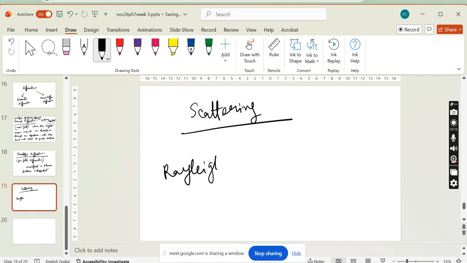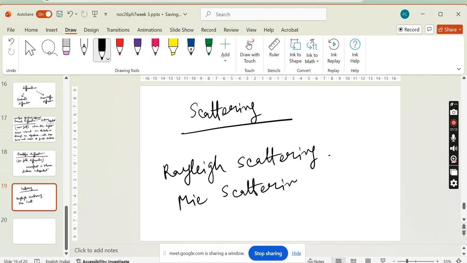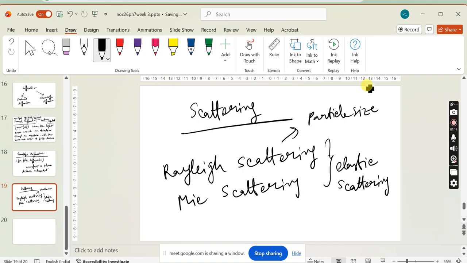Another thing that has been discussed in the class is scattering. Basically, Rayleigh scattering and Mie scattering are both elastic scattering and happen in nature. In Rayleigh scattering, the main thing is that the particle size is much less than the wavelength lambda. For Mie scattering, the particle size is almost equal to or greater than lambda.